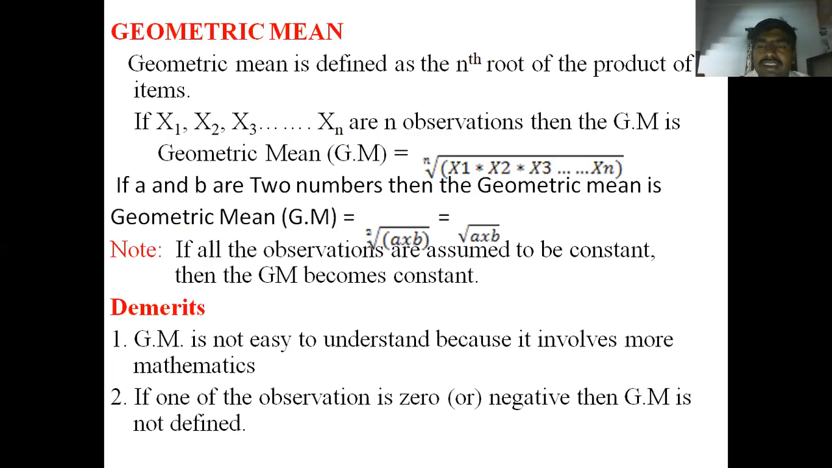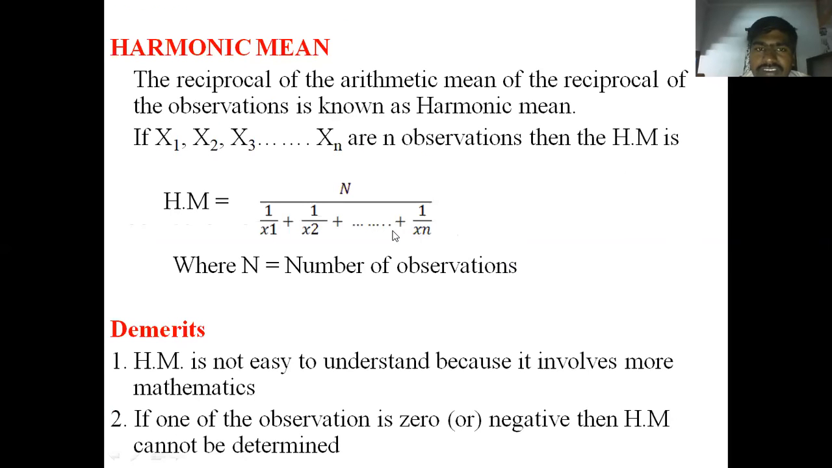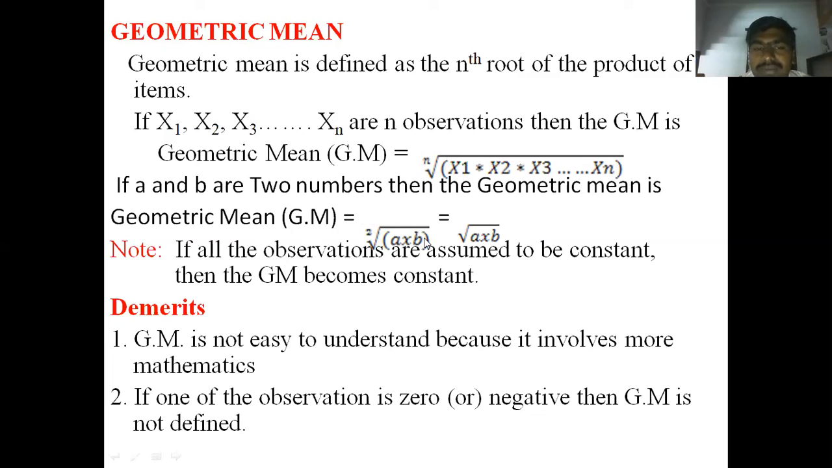Next one, geometric mean. What is geometric mean? Geometric mean is defined as the nth root of the product of n items. That means if I am given n observations x1, x2, x3, and so on up to xn, then GM is equal to the nth root of x1 into x2 into x3 and so on up to xn. If I have two observations A and B, we find the square root of AB. If all observations are constant, like the data 2, 2, 2, 2, 2, then the geometric mean is 2. That means the central value is also the same.